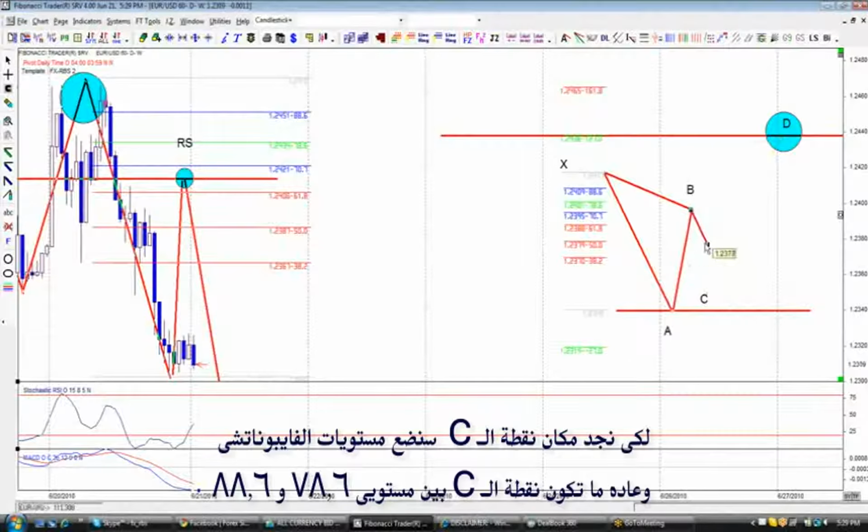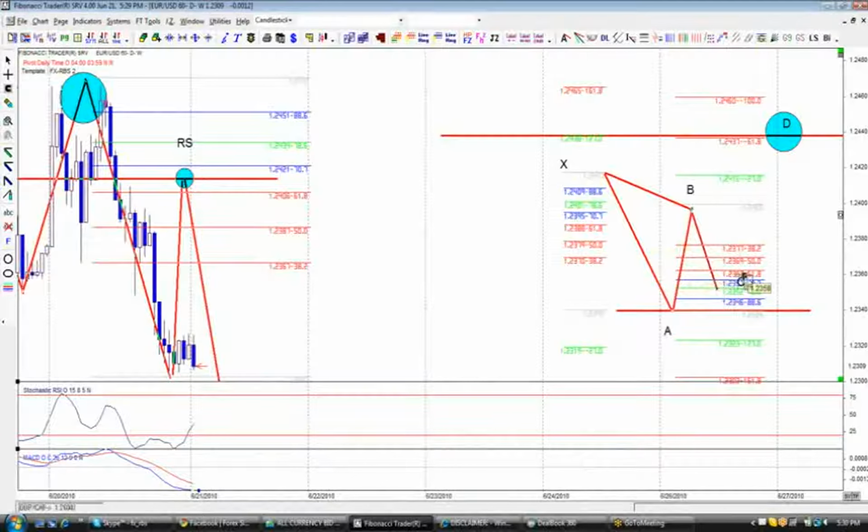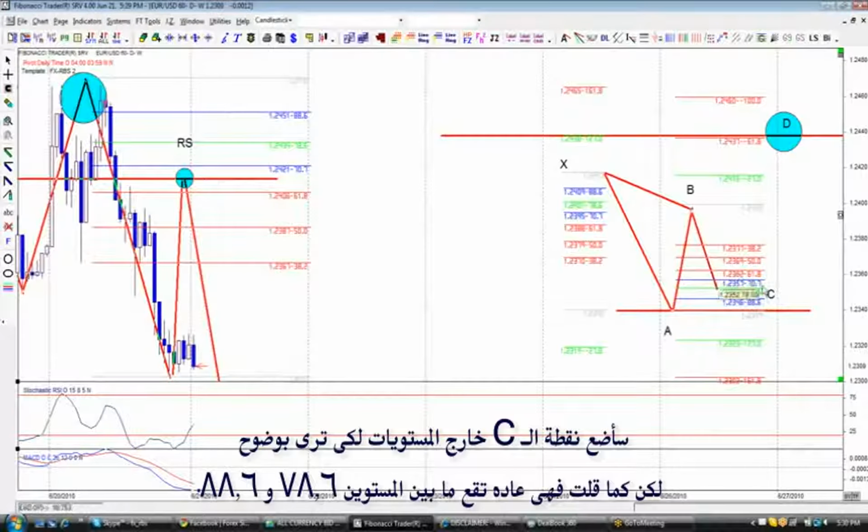Then we form the C. Once B is formed, we can now pull the sub-fib. And usually the C is formed either at the 382 or sometimes between the 786 and the 86. I will move the C out of the fib so you guys can see the levels, but C is formed either at the 382 or 786 and 86.